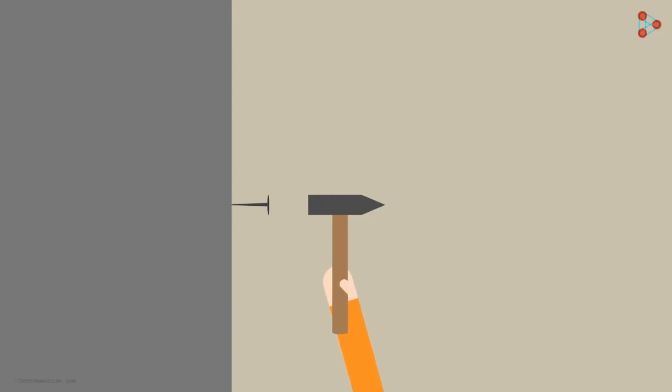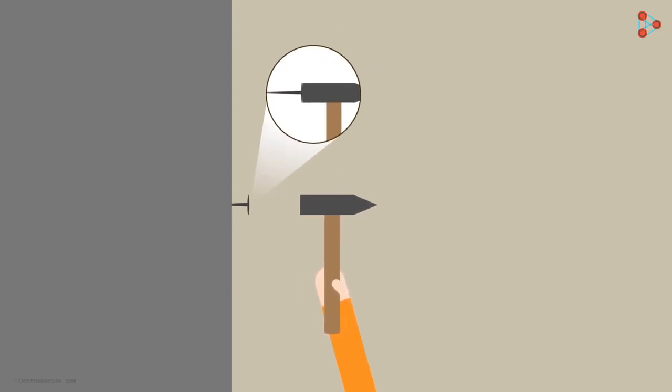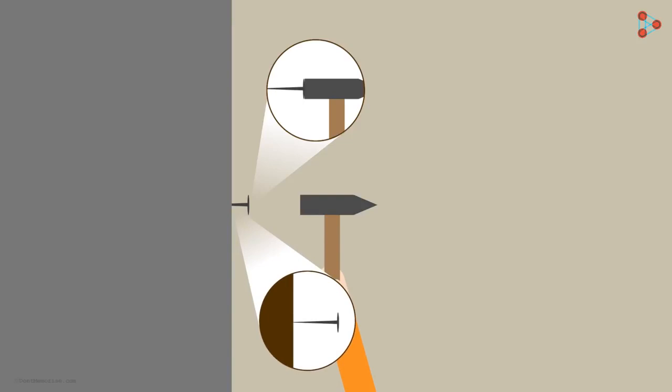When you hammer an iron nail, you apply force on the flat side of the nail. The pointed side of the nail, which is in contact with the wall, then applies the force on the wall and tries to pierce it.